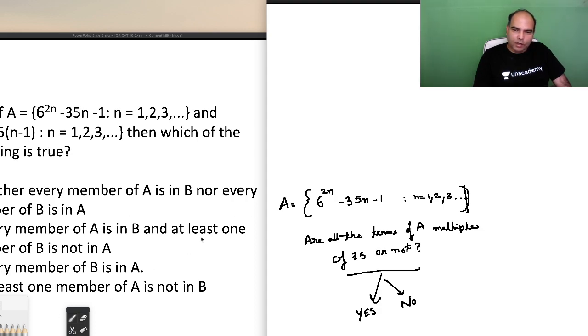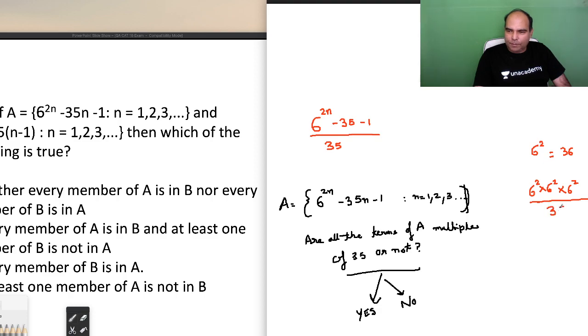So, yahan pe you can actually mix concepts. Although ye set theory ka question hai, you can use the logic of number systems to realize that when you have an expression like 6 raised to 2n minus 35n minus 1 and you divide it by 35. Now 6 square will always be 36. So 6 raised to 2n will be numbers like 6 square into 6 square. This will be 6 raised to, with n is 2, into 6 square with n is 3 and so on. So if I divide something like this by 35 and use remainder theorem, the remainder of this is always going to be 1.